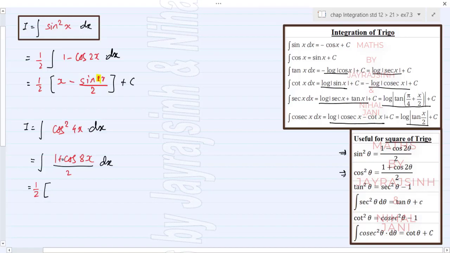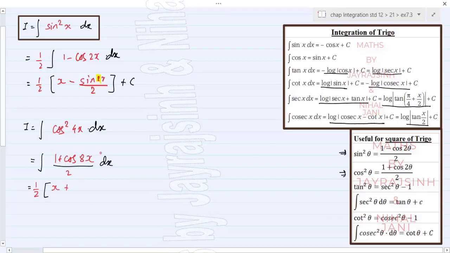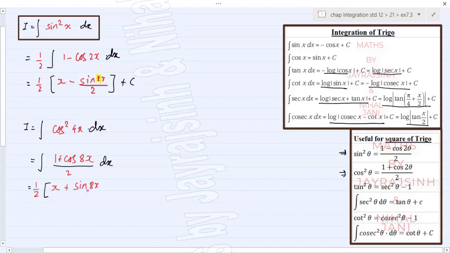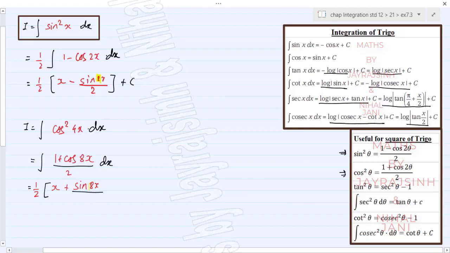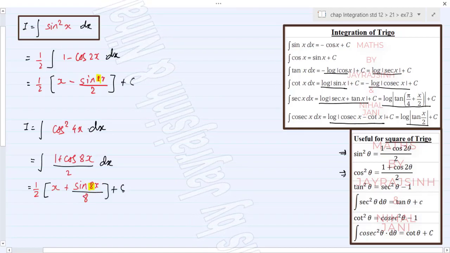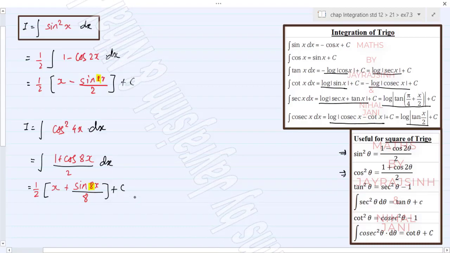Just take it outside. Integration of 1 is simply x plus integration of cos 8x will be sine 8x divided by coefficient of x, which is 8, plus c is your final answer. Ta-da!